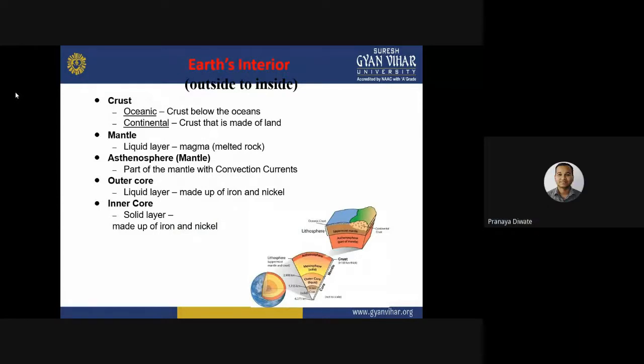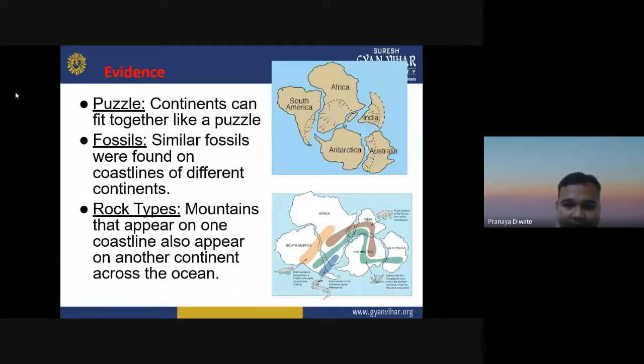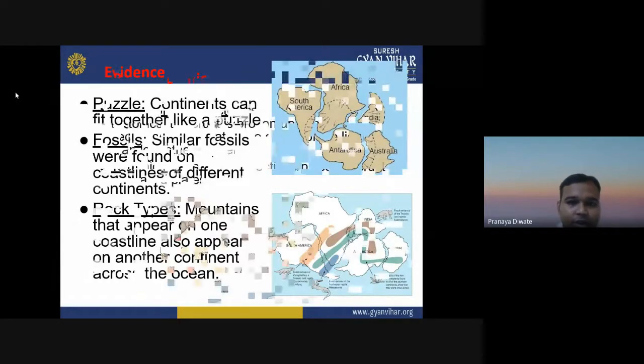Then we have different evidences for this. Like a puzzle, the continents can fit together like a puzzle. Then you have fossils: similar fossils were found on the coastlines of different continents. Then you have rock types, like mountains that appear on one coastline and also appear on another continent across the ocean.